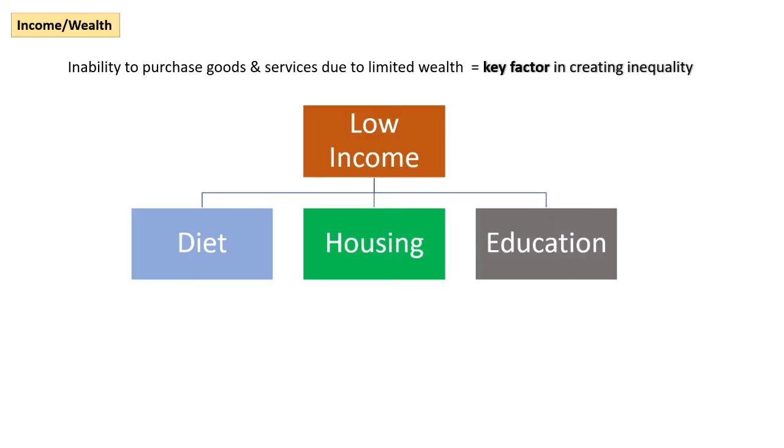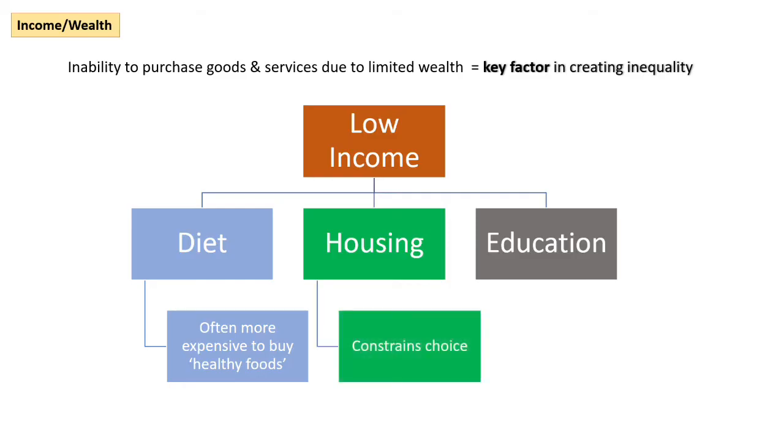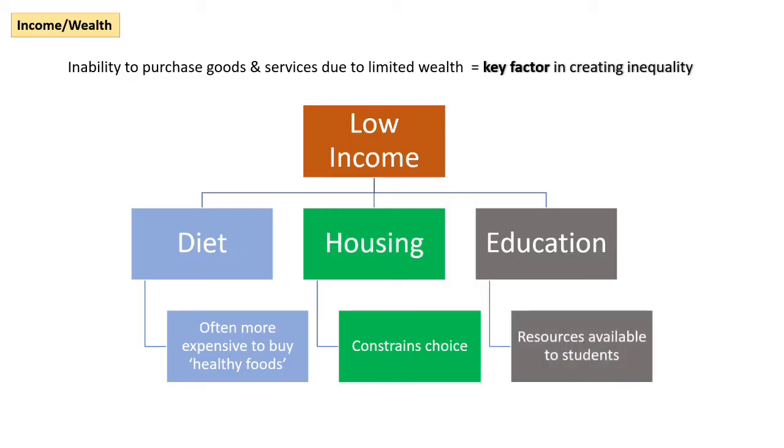Often it's cheaper to buy processed food, and if you're trying to buy lots of healthy foods, that can actually be more expensive than buying fast food and processed food. Housing, it means that you have less choice, so you're often having to go for lower quality housing, which can, as I will explain later, have knock-on effects. And also you are going to have fewer resources personally for students, and therefore your education outcomes are going to be different. I'm going to talk about that in a little bit more depth, but it shows you that having low incomes underpins a lot of the problems that cause inequality.